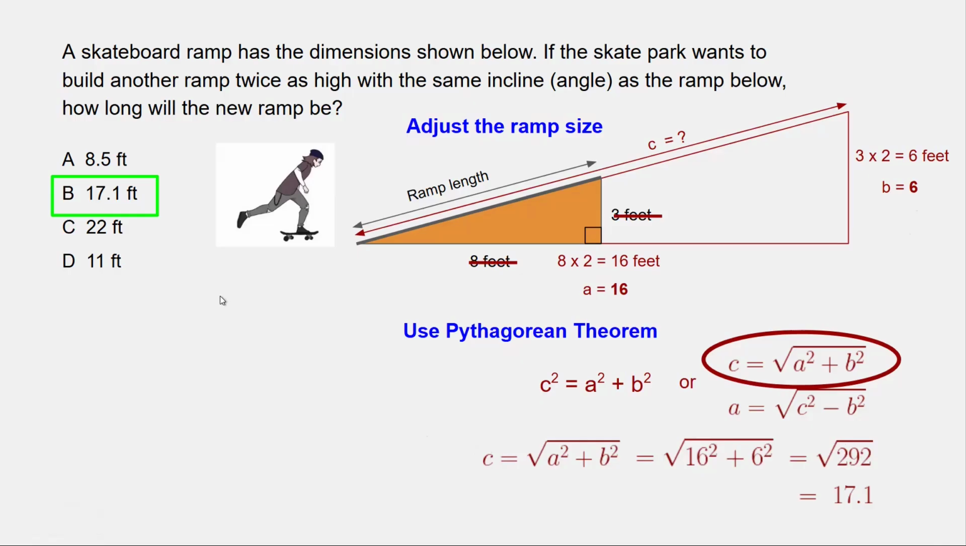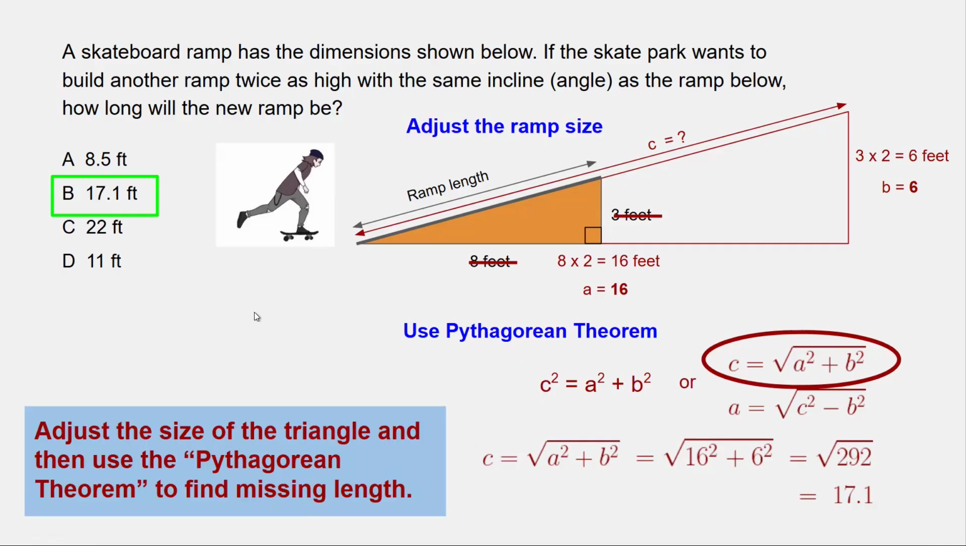And the key takeaway that you want to remember from this problem is that if you are given a situation where you have to make an adjustment to the size of a triangle, go ahead and adjust the size of that triangle first. Most likely it will involve similar triangles, and you can multiply each side by the same amount, and then use the Pythagorean theorem to find the missing length.